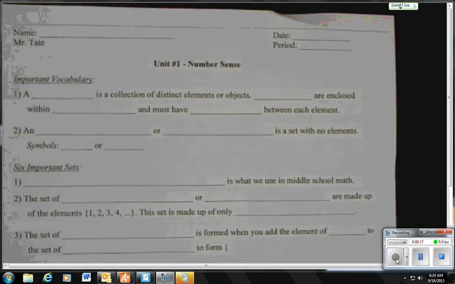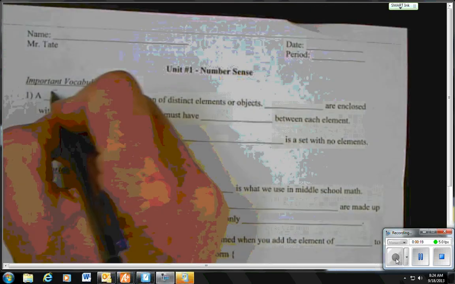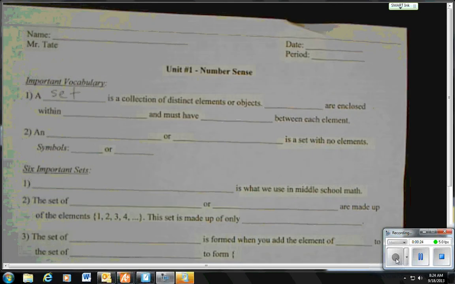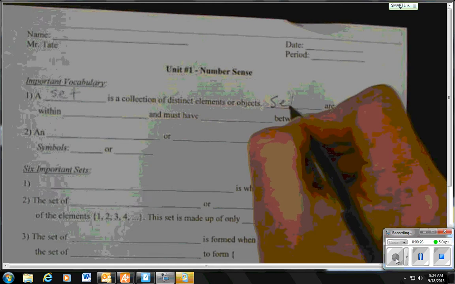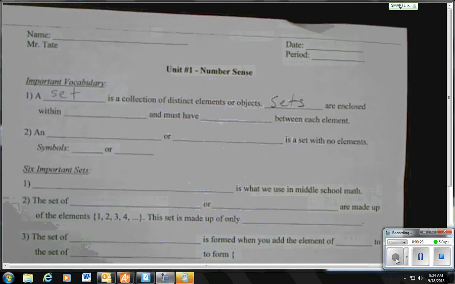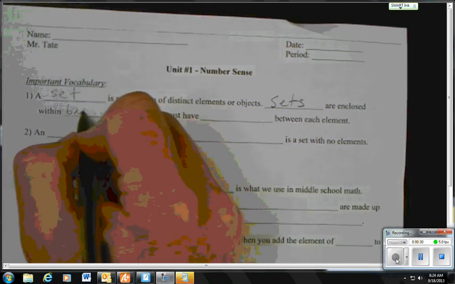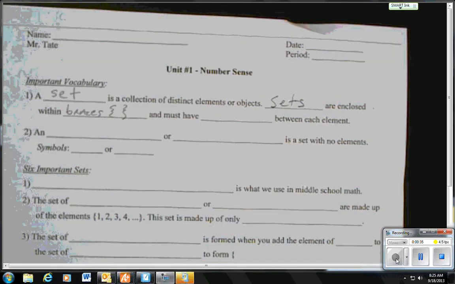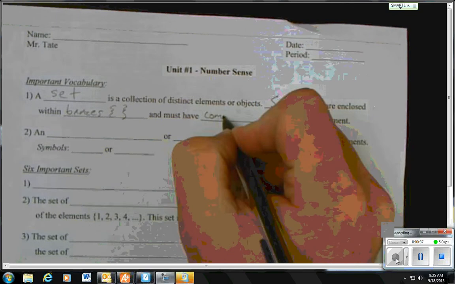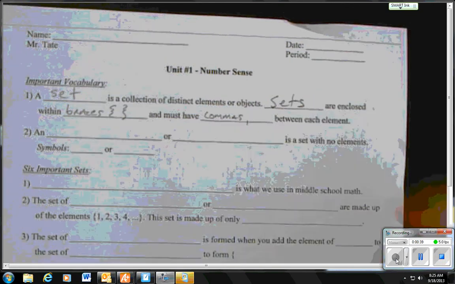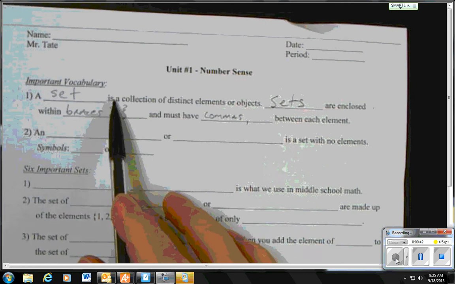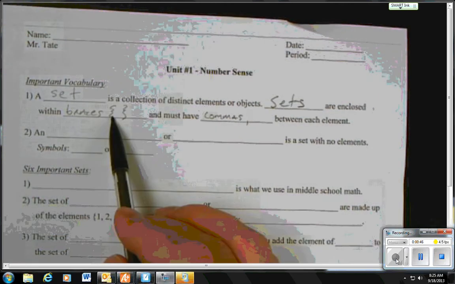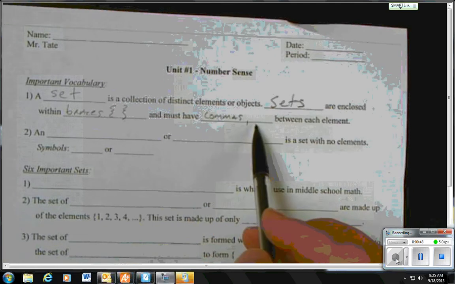So in the first blank there on number 1, a set. A set is a collection of distinct elements or objects. Sets are enclosed within braces. Those are your little squiggly line parentheses there, braces, and must have commas between each element. So a set is a collection of distinct elements or objects. Sets are enclosed with braces and must have commas between each element.